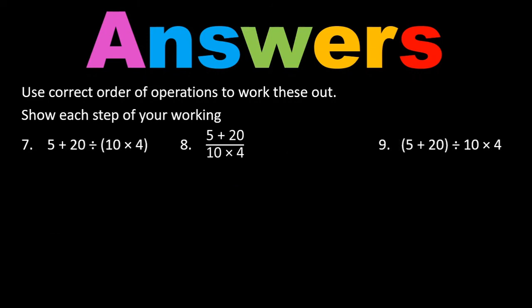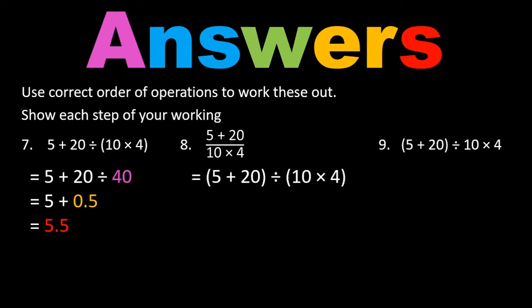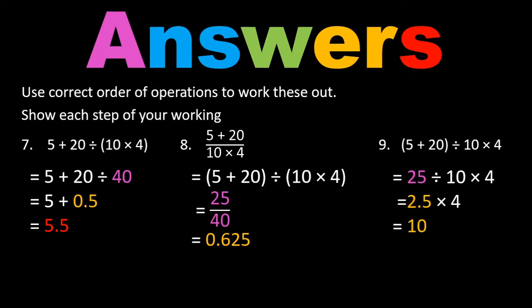Questions 7, 8, and 9, do any of these look similar? Are any of them the same? Let's go through question 7. First we'll do the brackets, then we'll do the division, then we'll do the addition. With question 8, remember, fractions are just like brackets. First we work out the top, which is 25, and we work out the bottom, which is 40. Then we do the division. Next, question 9. First we'll do the brackets, then we'll do the division, then we'll do the multiplication. So none of them were the same.